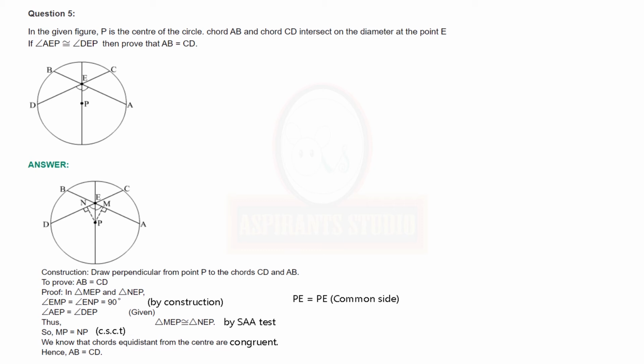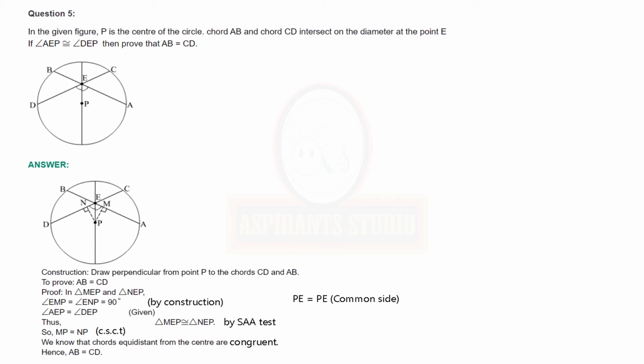Now find out the corresponding sides of congruent triangles. Corresponding sides of congruent triangles has to be found out. What is that? MP is equal to NP. They are corresponding sides of congruent triangles.